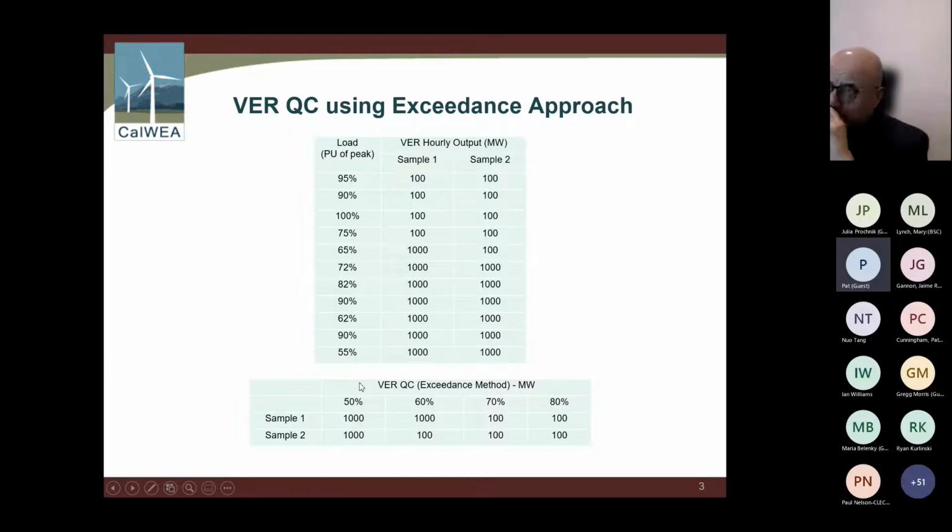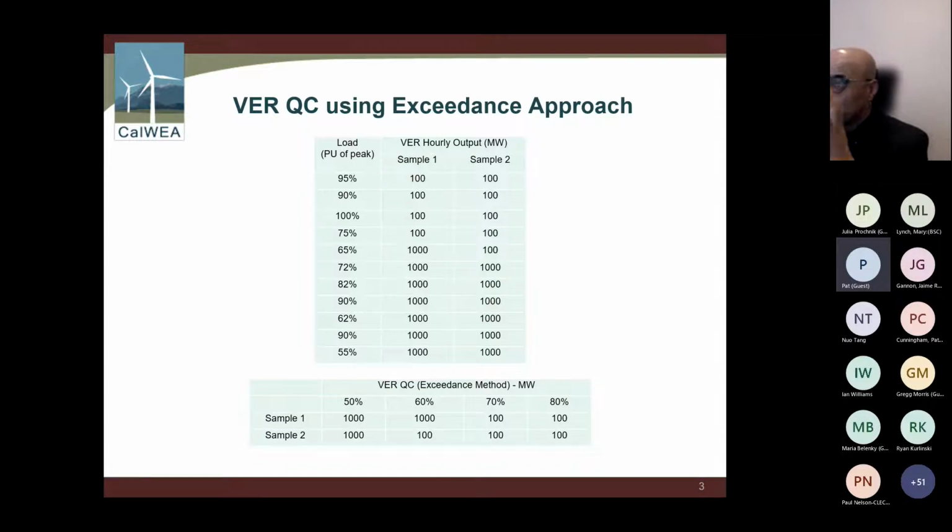Exceedance completely forgets about this. It doesn't care what load was, whether load was high and needed the capacity, or low and didn't need the capacity. It looks at generation on its own. And the way it does that, it just looks at the data and sees at which point you go above 50% or 60% or 70%.